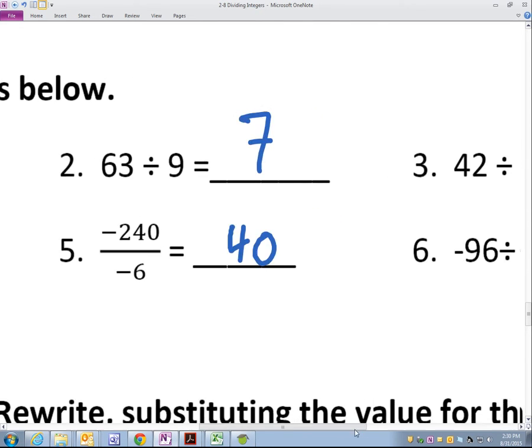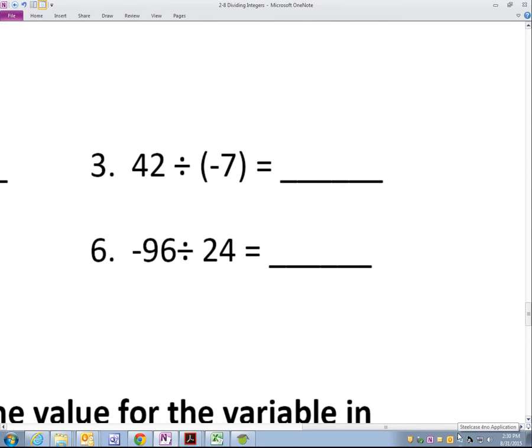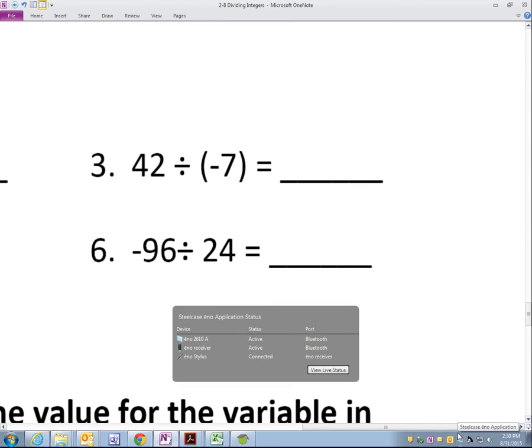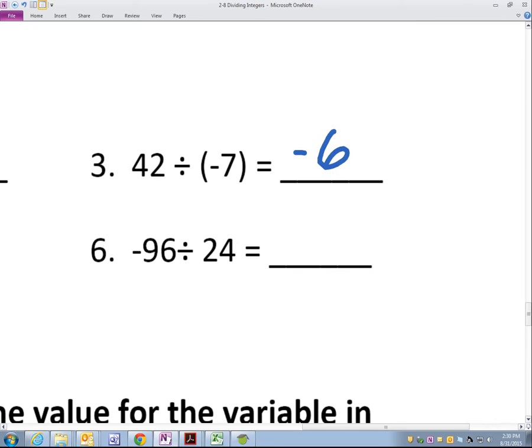Okay. Next one, 42 divided by negative 7. My quotient is going to be negative, and the answer is negative 6. Beautiful. I have negative 96 divided by a positive 24, and it's very close to $1, and 25 cents is a quarter, so I know that I'm going to divide that. It's going to be negative 4. The main idea here is if there's one negative with 2 things, it's going to be negative. If there's 2, it's positive.